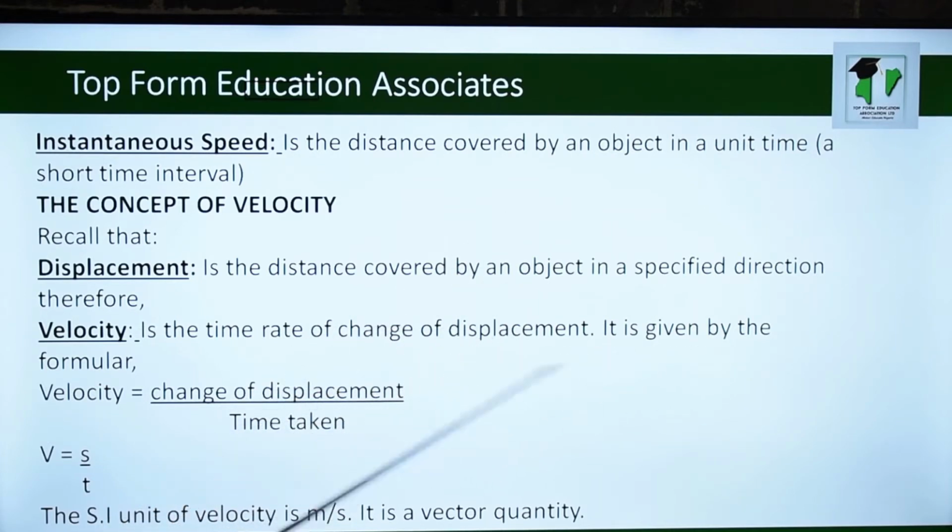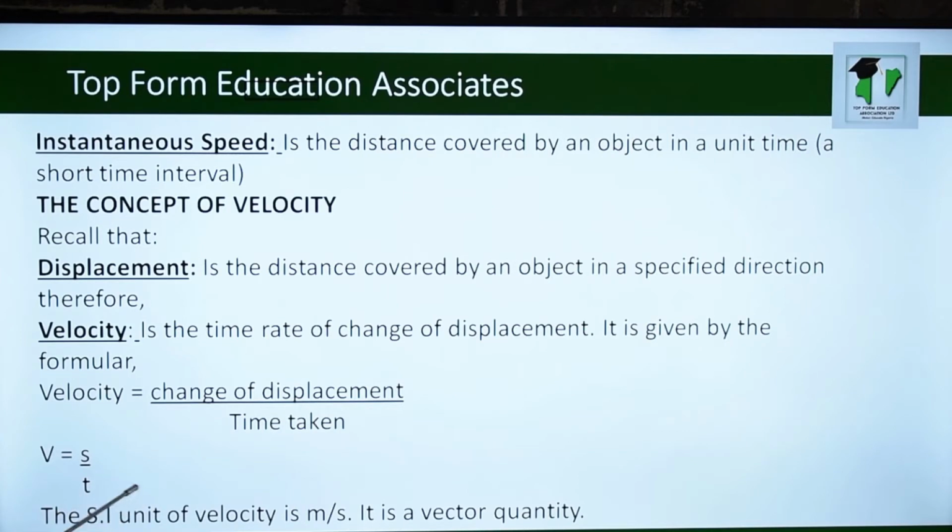And it is given by the formula velocity is equal to change of displacement over what? Time. So we'll have this as the definition of what? Velocity. The displacement now and then divided by the time you've taken to cover such displacement, we'll have it to be what? Velocity. And we'll still use the same symbol V for velocity as we use in that of speed. And then displacement, we use the symbol, the alphabet S, and time will have T.